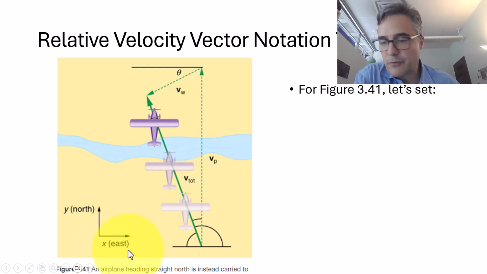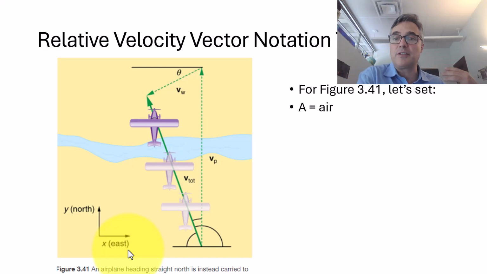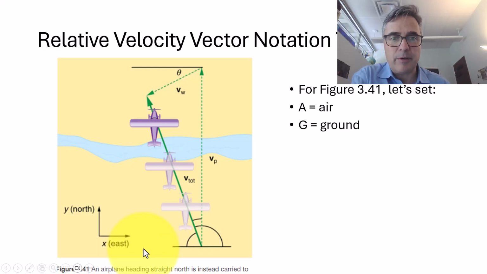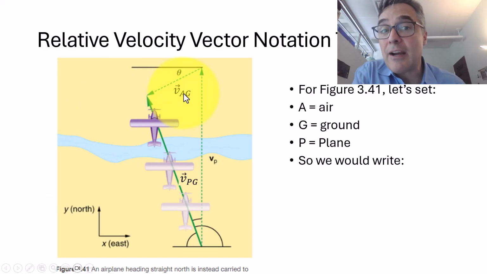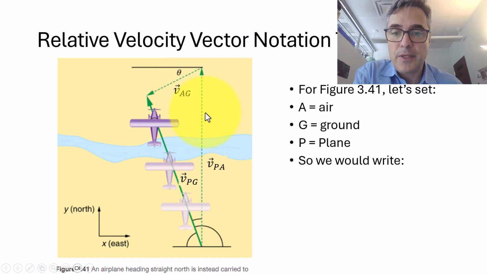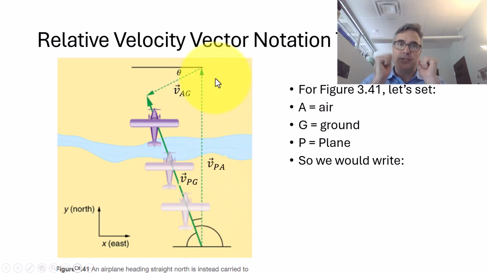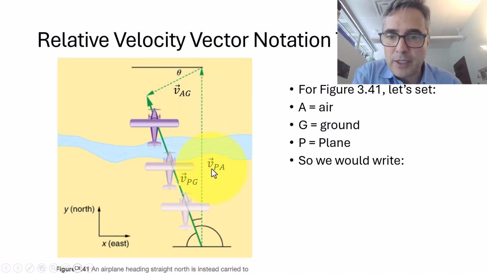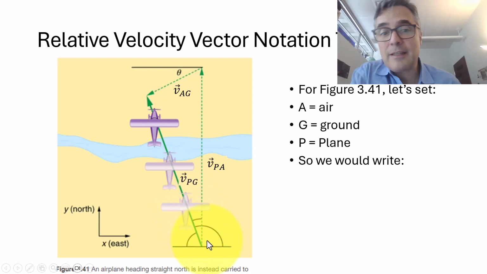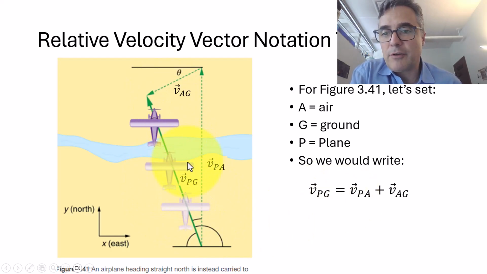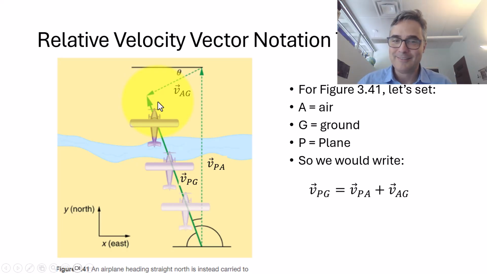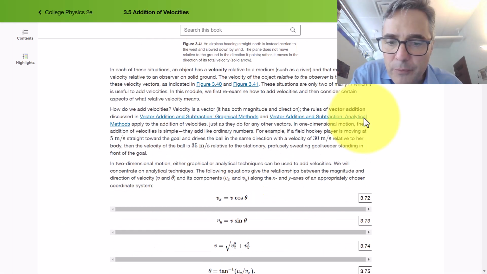Similar for figure 3.41. Except I would say that there's air. So I would say, if you talk about air, ground, and plane, the velocity of the wind is the velocity of the air relative to the ground. And then the plane, if they're steering their plane directly in the north direction here, then the velocity of the plane relative to the air points north. So what you find there is the velocity of the plane relative to the ground, which is kind of important if you're trying to aim for a particular airport or something like that. So once again, any way you want to set these up is fine with me.